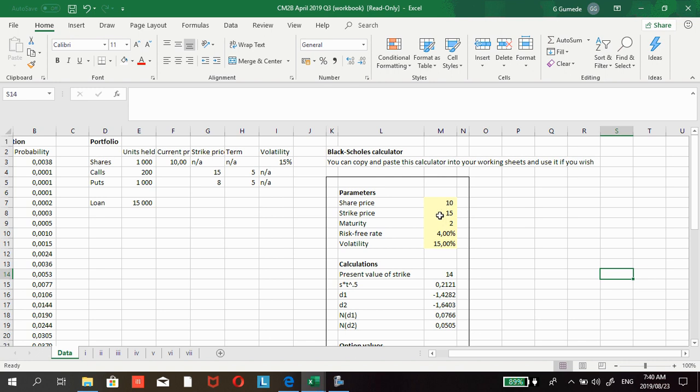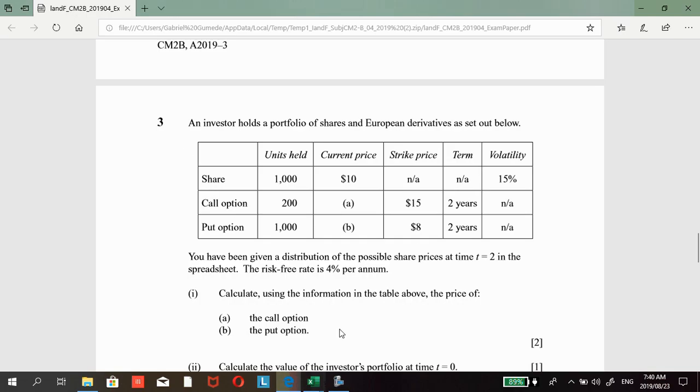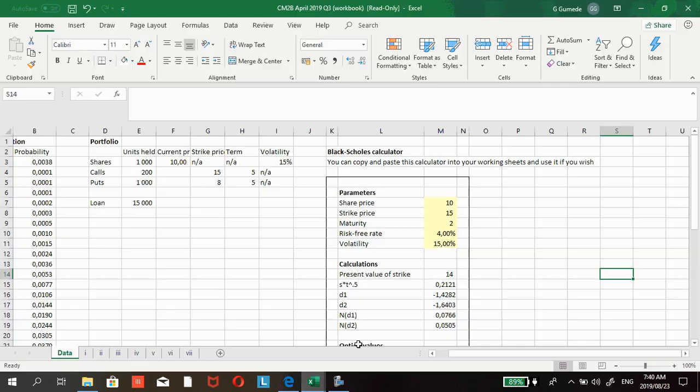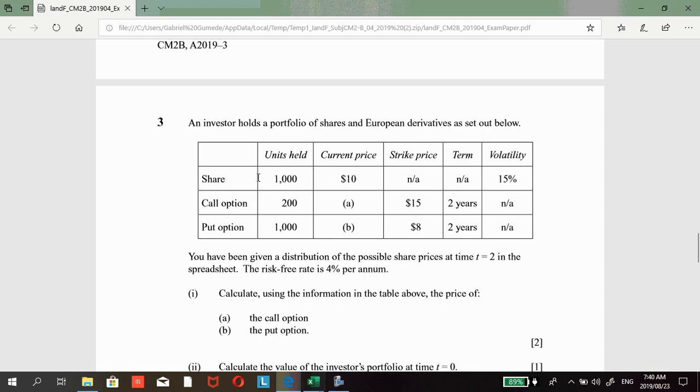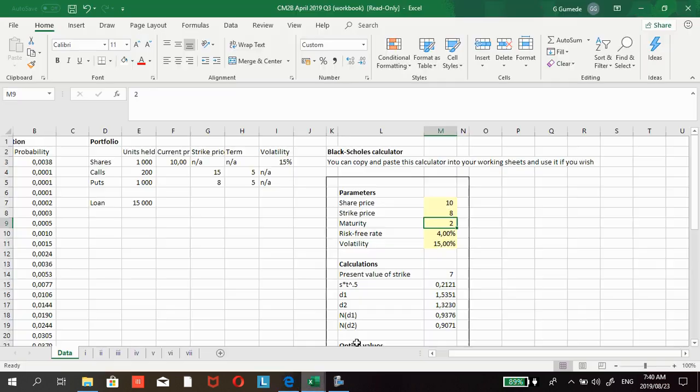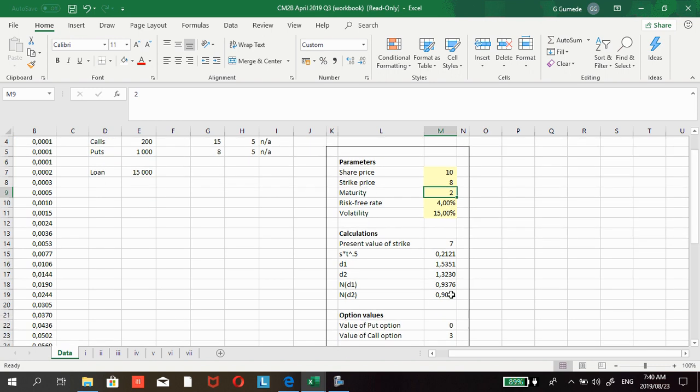I've got a share price of 10, and the strike price for the put option is 8. So I'm going to go in my calculator and put that. Maturity is 2. The risk-free rate hasn't changed, and for the share, I've got a volatility of 15%. I'm going to put that there, which is what I have.